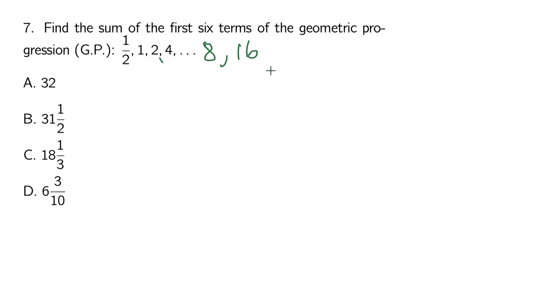So the first 6 terms of this GP are, 1, 2, 3, 4, 5, 6: half, 1, 2, 4, 8, 16. And we are supposed to add all these numbers. Let's try to do that. We have 16 plus 8, that's 24. We add 4 to that, that's 28. We add 2 to that, that's 30. We add 1 to that, that's 31. And then we add half to that, that's 31 and a half. So our answer is B.